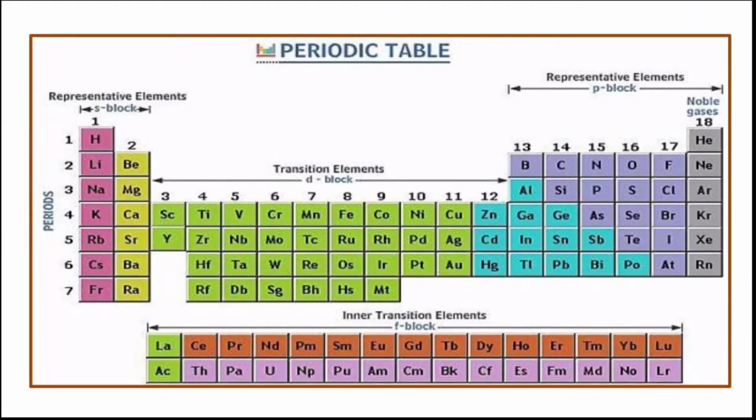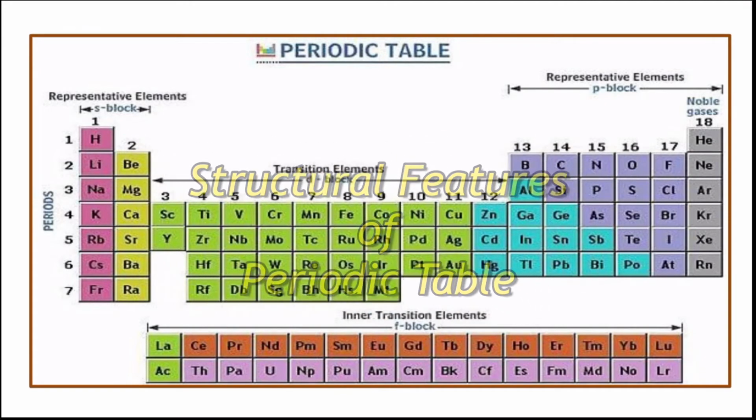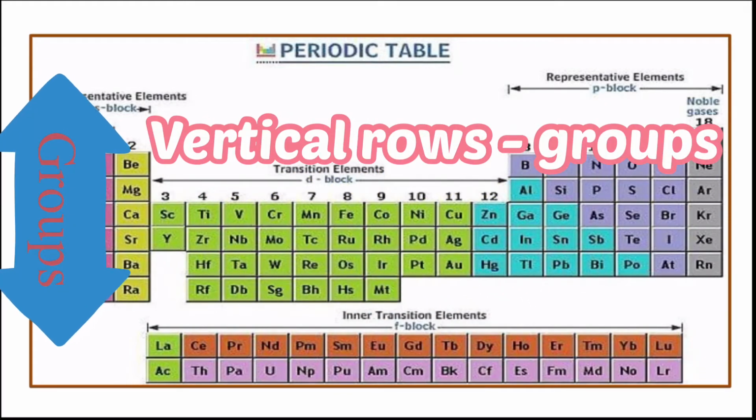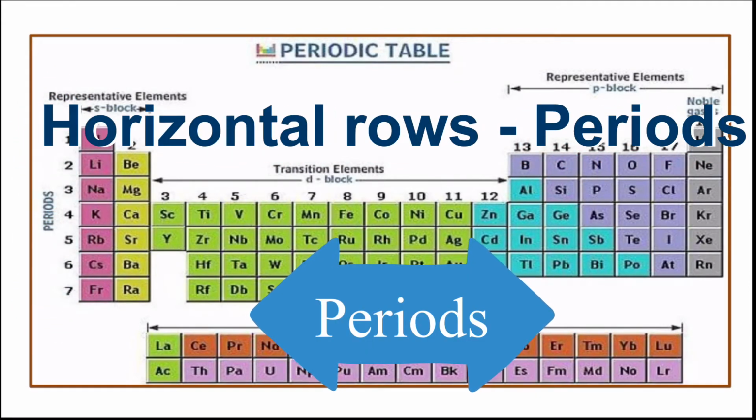Hello students, welcome back once again. Today we shall discuss the structural features of the periodic table. The long form of the periodic table consists of vertical rows called groups and horizontal rows known as periods.